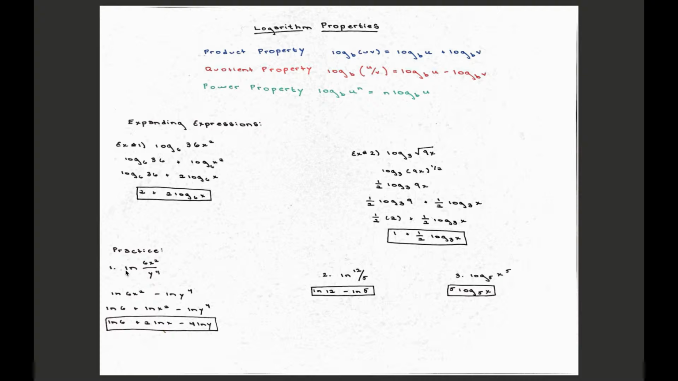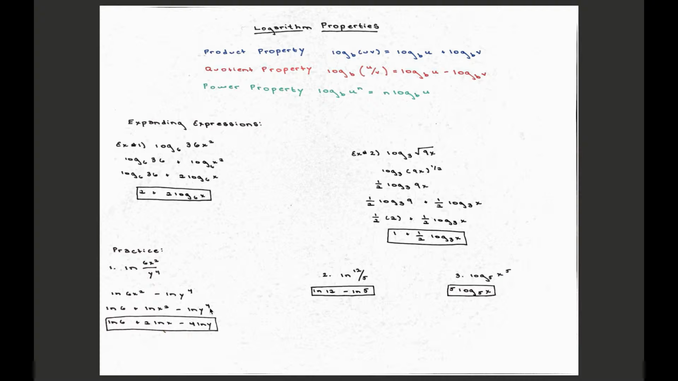So for the first one, I gave you ln of 6x squared over y to the 4th. I'm going to use my quotient property and expand this. So it's going to be ln of 6x squared minus ln of y to the 4th. I can further expand this because here I've got 6 times x squared. So I'm going to use the product property and make this ln of 6 plus ln of x squared minus ln of y to the 4th.